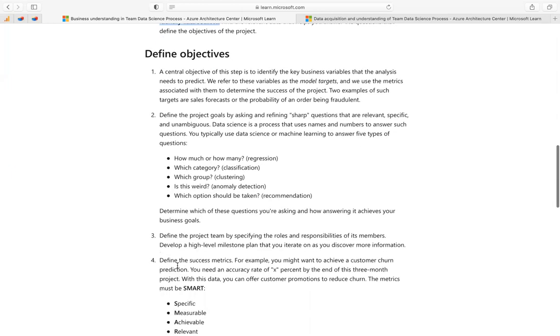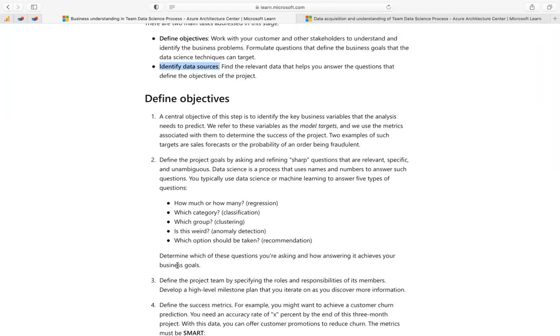Okay, now we are moving on to defined objectives. The central objective of this step is to identify the key business variable that the analysis needs to predict. We refer to these variables as the model targets, and we use the metrics associated with them to determine the success of the project. Two examples of such targets are sales forecast or the probability of an order being fraudulent.